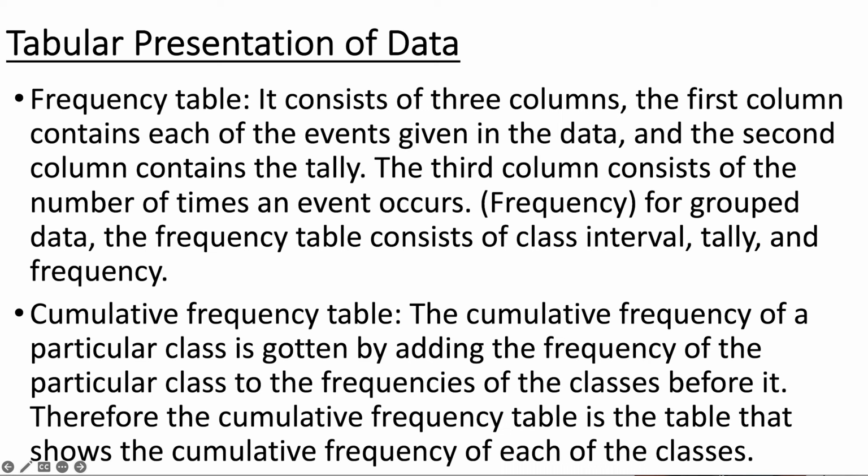Tabular presentation of data. First things first, we'll be defining a frequency table. A frequency table consists of 3 columns. The first column contains each of the events given in the data, and the second column contains the tally. The third column contains the number of times an event occurs.